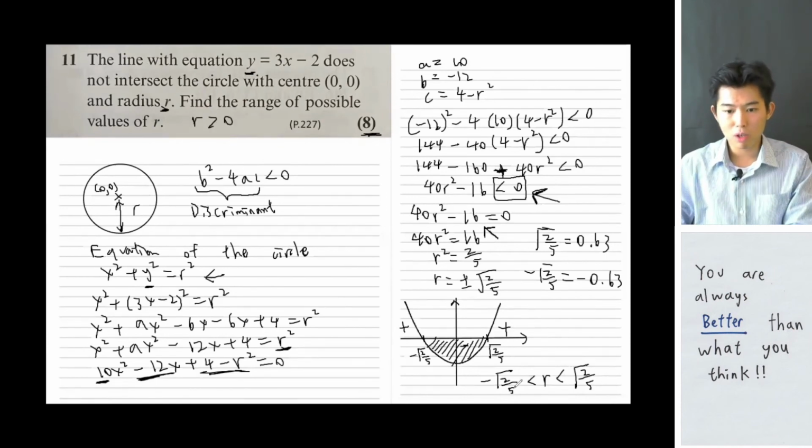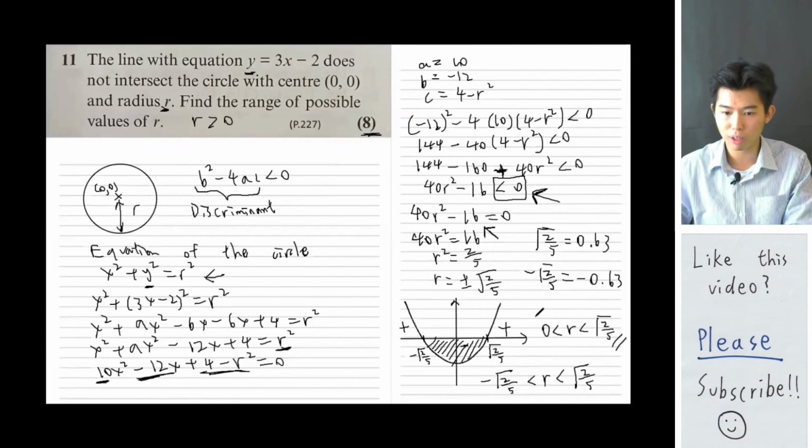And supposedly this one should be the final answer, but r has to be greater than 0. So the final answer would be 0 smaller than r, and r smaller than root 2 over 5. And this one here should be the final answer.